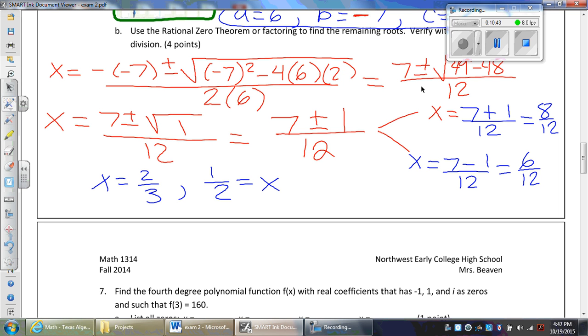Actually, I think you can factor it. 2x minus 1 and 3x minus 2. Okay, well, if you can factor it, factor it. Too simple. So if you can factor, if you are very good at factoring, use factoring. If you know you cannot, then use quadratic.